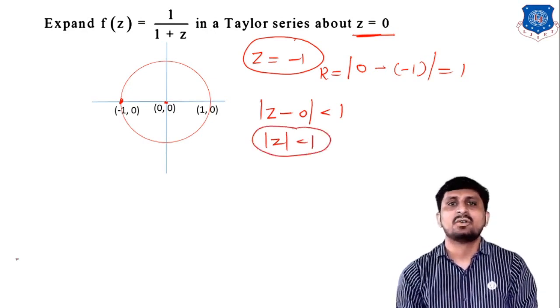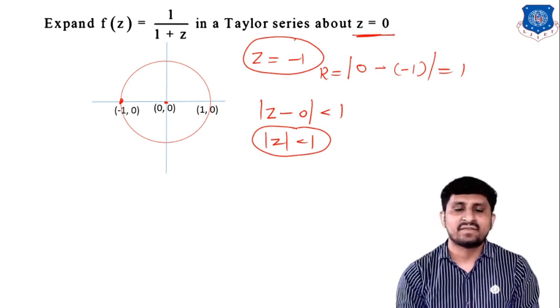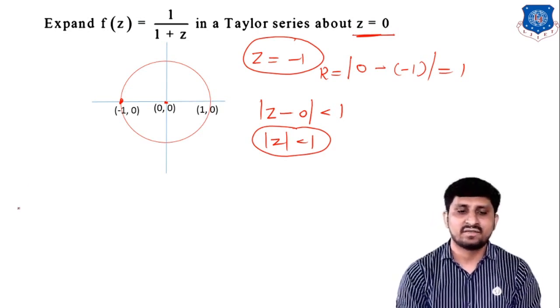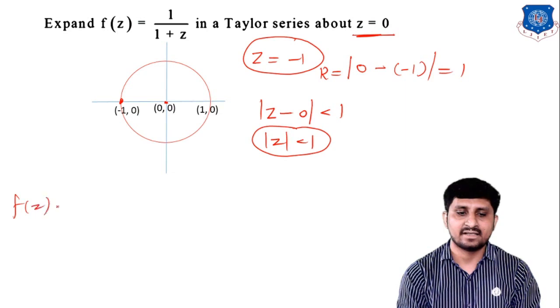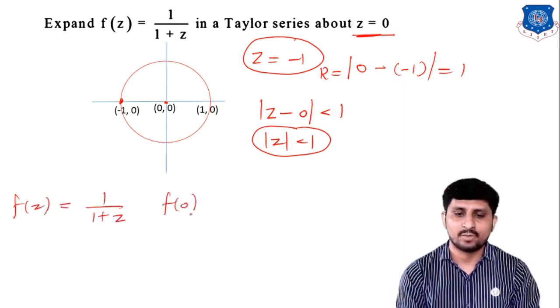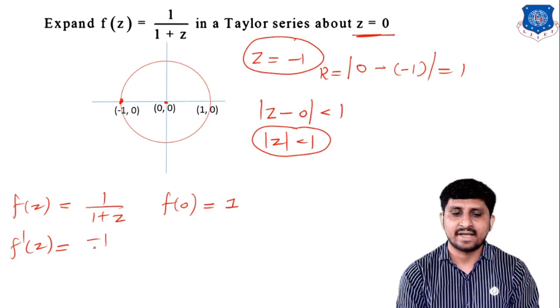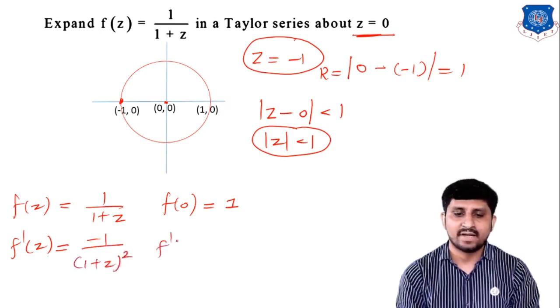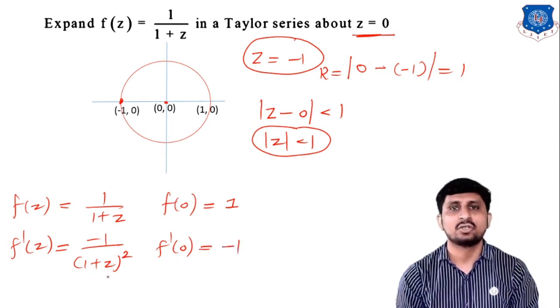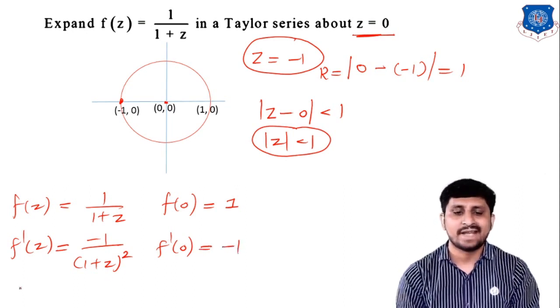Now as usual you can find out all the derivatives. The function is f of z equal to 1 upon 1 plus z, so find out all the values. f of 0 is equal to 1. Find out f dash z. f dash z is minus 1 upon 1 plus z whole square. So f dash 0 is equal to minus 1.